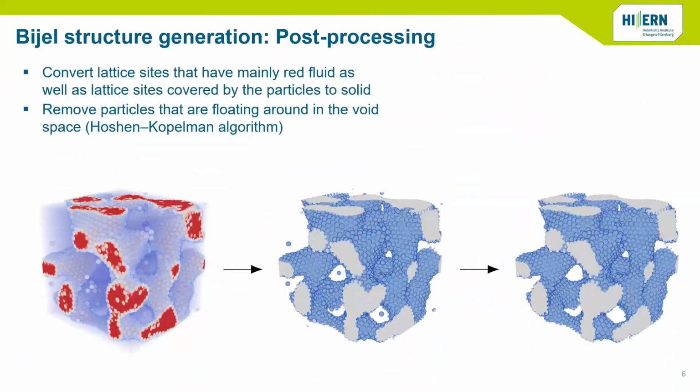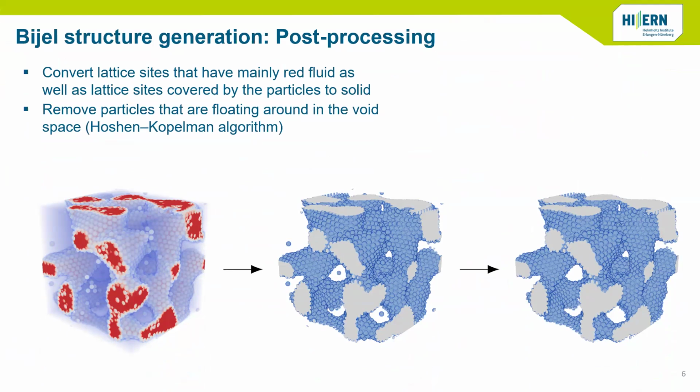Well, with this in place, we still need to do some post-processing to get our geometries. We convert the lattice sites that have mainly red fluid, as well as lattice sites covered by the particles, to solid. And then we go from this stage over here to this stage. Also, if you would push flow through it, there are still particles floating around in the void space that were basically not trapped by the interface when it swept through the domain.